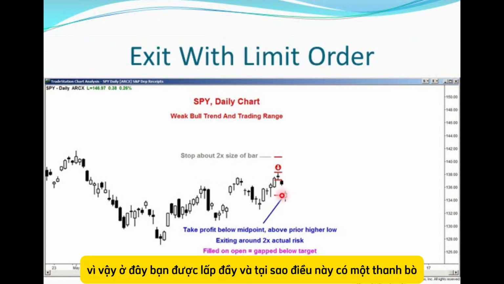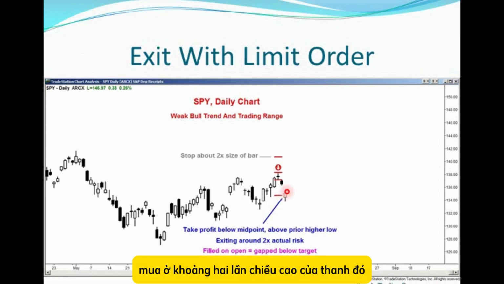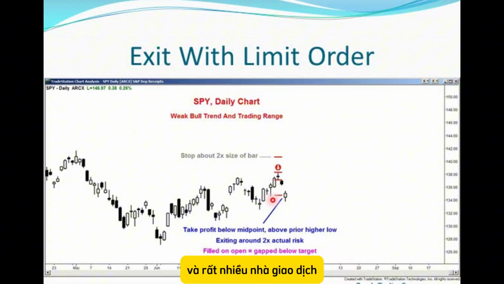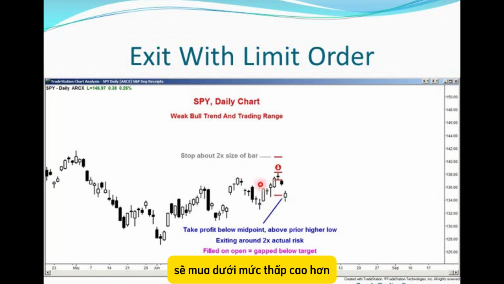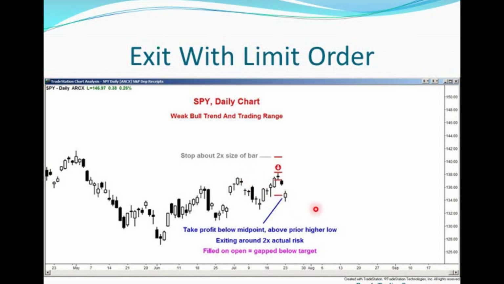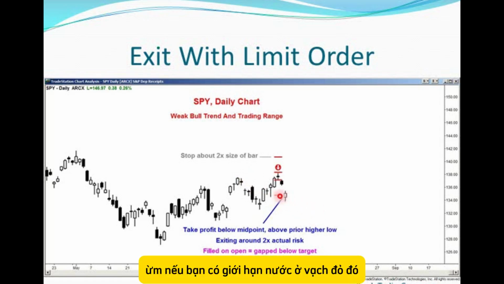So here you'd be filled. And why does this have a bull bar? Because lots of traders bought at around 2 times the height of that bar. It also fell below this small higher low, and a lot of traders, when there's any kind of trading range activity, will buy below higher lows and they'll sell above prior highs. If you did have your limit order at that red line, the market opened below that red line, you would have been filled on the open. Again, this is a daily chart of the spider.